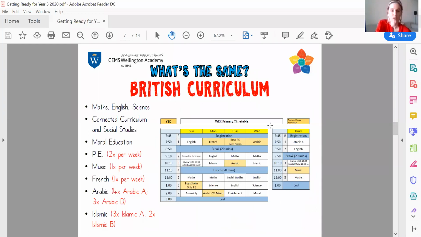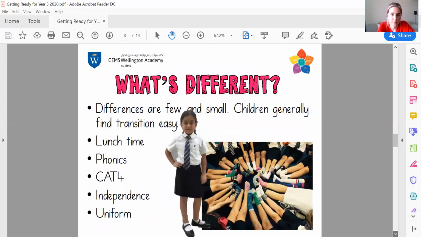I talked a little bit about curriculum earlier. The lessons are exactly the same as they are in Year 2, in that we have maths, English, science, connected curriculum and social studies, moral education, then you have your 2 lessons of PE, which include swimming, music, French, and then Arabic and Islamic. So this was my timetable from last year, just as an example timetable. So all very similar.